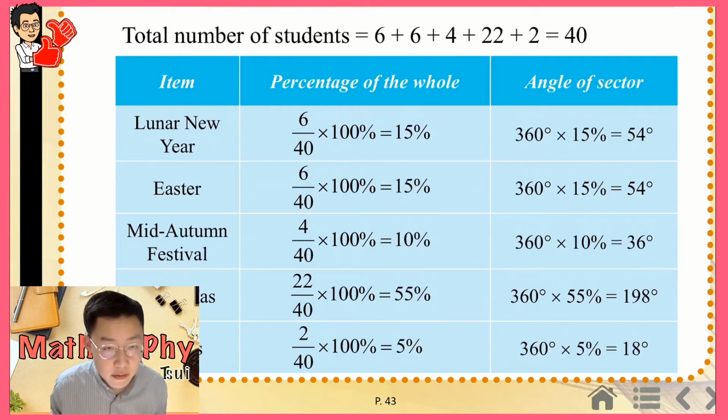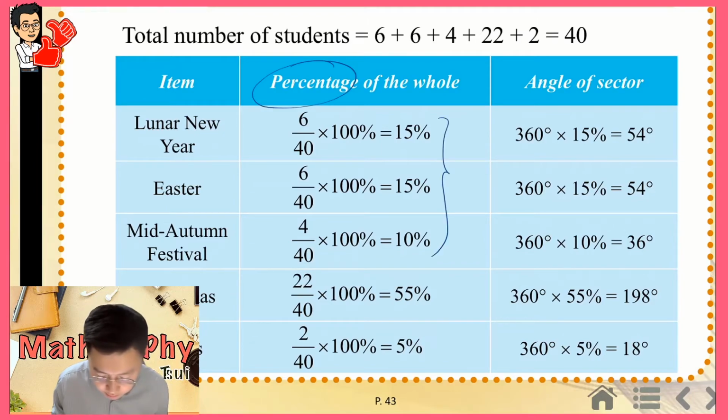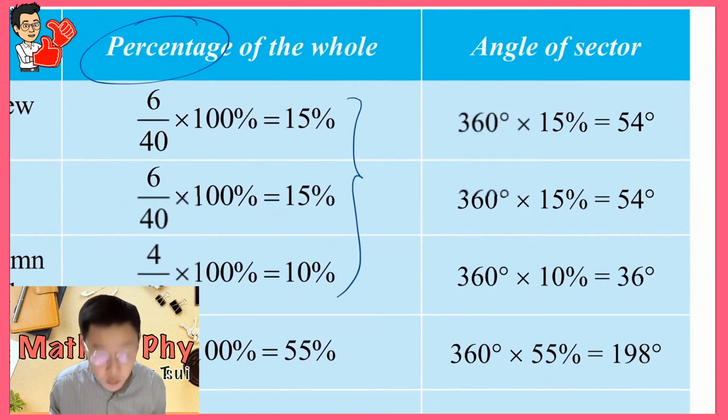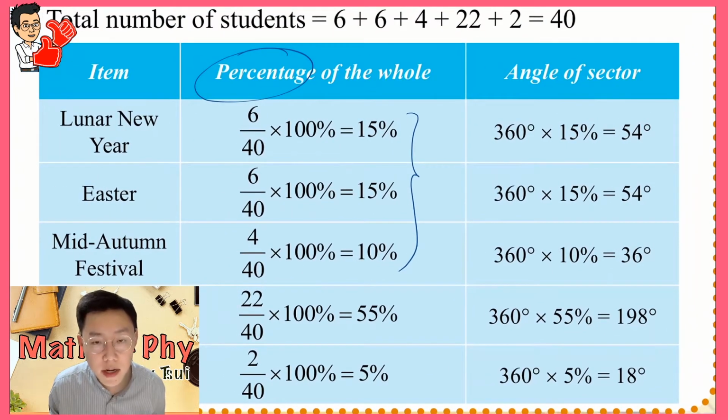Okay, 40. And then for each item, the Lunar New Year, as an example, we try to find out the percentage. So 6 divided by 40 times 100%, so it equals 15%. For Easter, we also write down 6 divided by 40 times 100%, and Mid-Autumn Festival, 4 divided by 40 times 100% equals 10%. So here is the percentage.